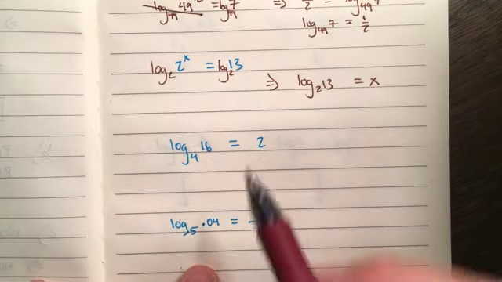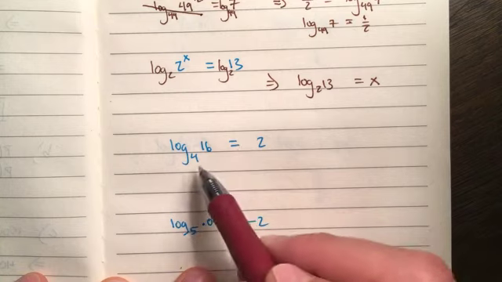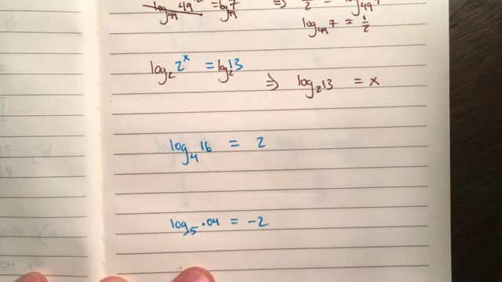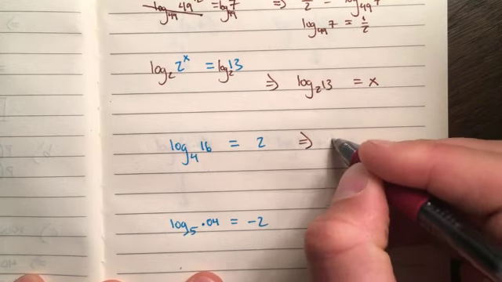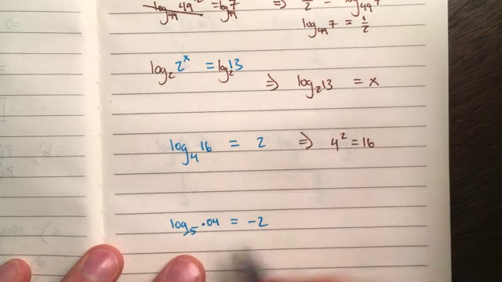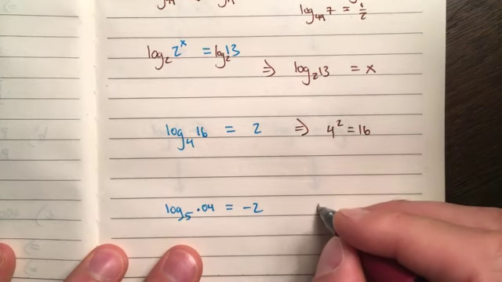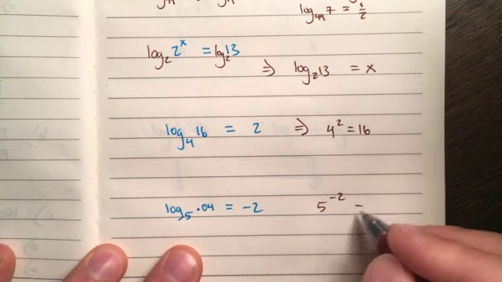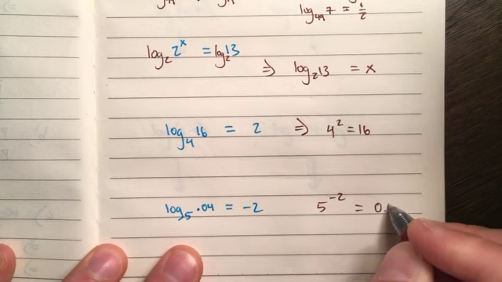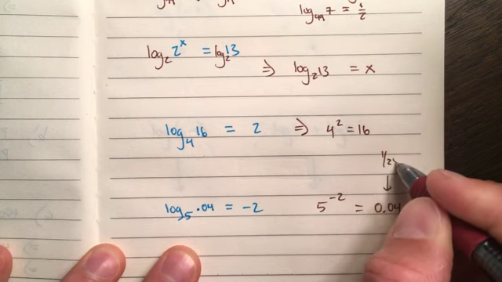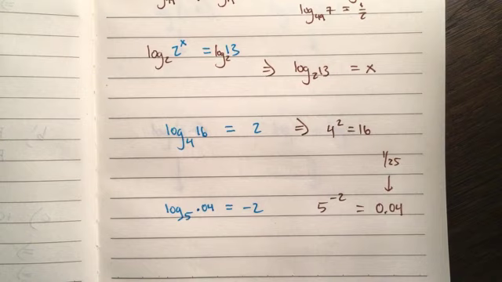Going the other way makes a little more sense to me. I don't know why, because now I know, oh, 4 to the second power is 16. So I should just be able to write 4 squared equals 16. Yep, that works out. And here I can write 5, the base, to the negative second power. This is always the exponent, is equal to 0.04. This should be the same as 1 over 25 because 5 to the negative 2 is 1 over 25.